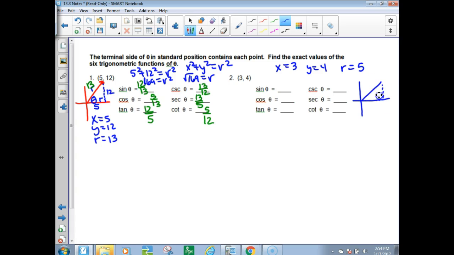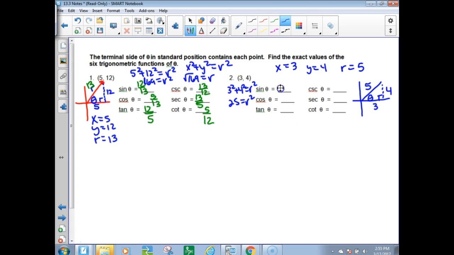You might remember a 3, 4, 5 Pythagorean triple, where 3 is your x value, 4 is your y value, and the hypotenuse would be 5. 3, 4, 5 Pythagorean triple. Yeah, because we're in quadrant 1, so we're kind of lucky right now.